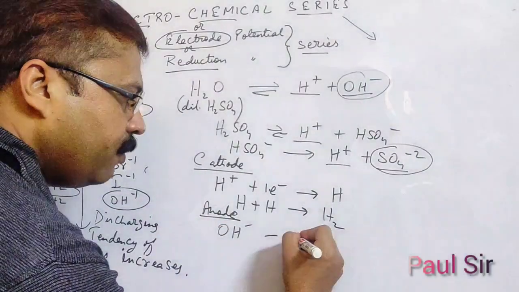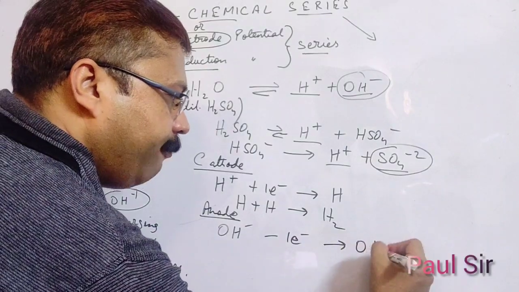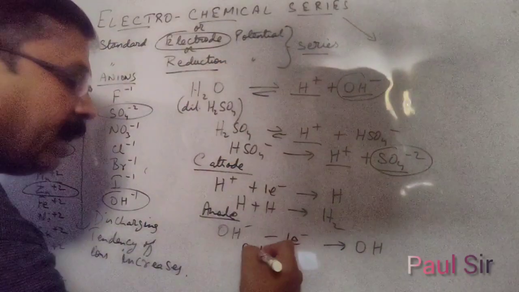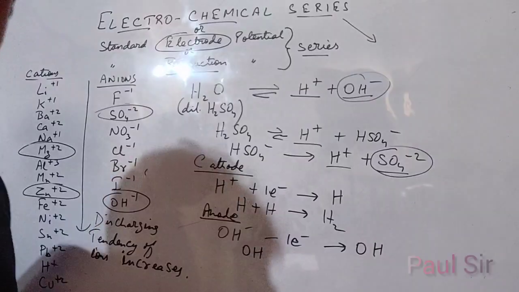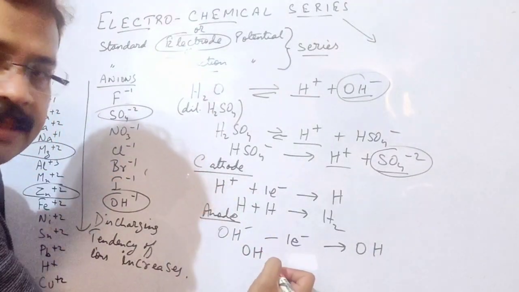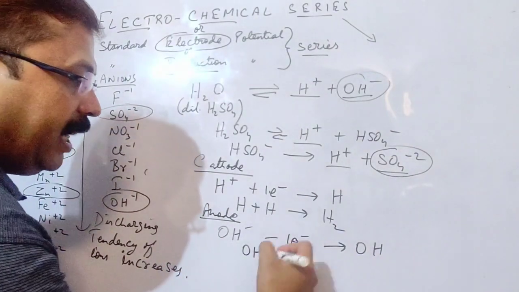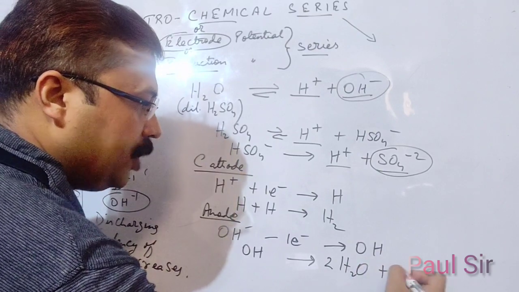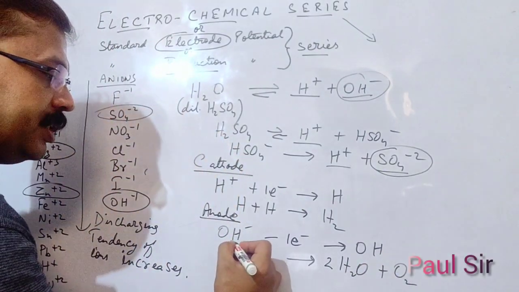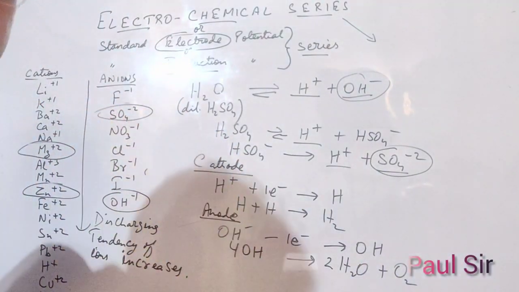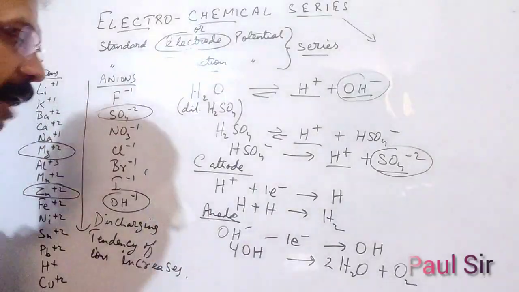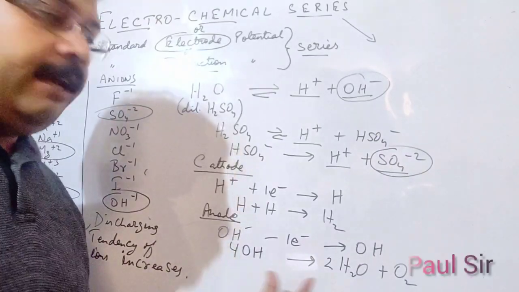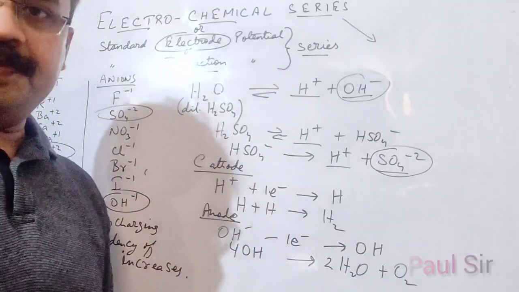So OH minus will be losing one electron and forming OH radical. OH radical will combine with its own kind and forms 2H2O and O2, for which this should be coming up 4OH. ये हमारी रिएक्शन आती है when the hydroxyl ion gets stable, it forms water and O2.